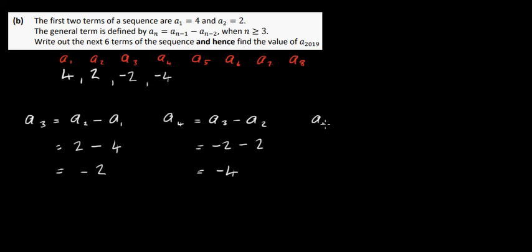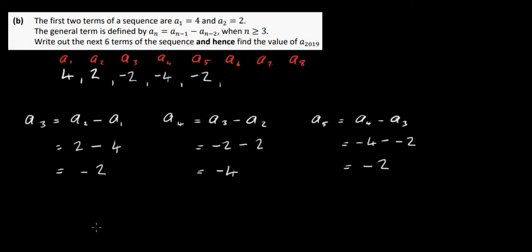Let's have a look at A5. A5 is A4 minus A3. So A4 is minus 4. We want to subtract minus 2. So A4, that's minus 4 plus 2, which is minus 2. So this A5 here is minus 2.